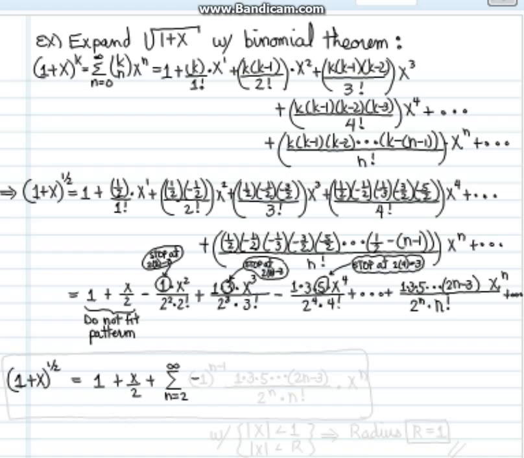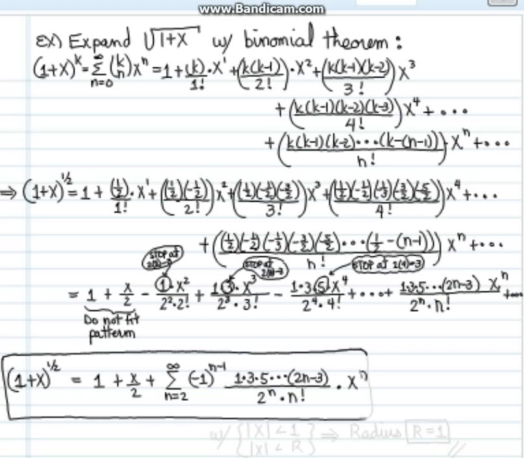And to alternate the signs, we'll have a factor of -1. We want it to begin at negative when n is equal to 2, so we'll have it to the power n minus 1. And that will start as negative for that n equal 2 term. And then the pattern as far as the product of the odd numbers is 1 times 3 times 5, etc., until we get to parenthesis 2n minus 3. And in the denominator, we have 2 to the n times n factorial. And this is all coefficients multiplying x to the n. So that is our binomial expansion.